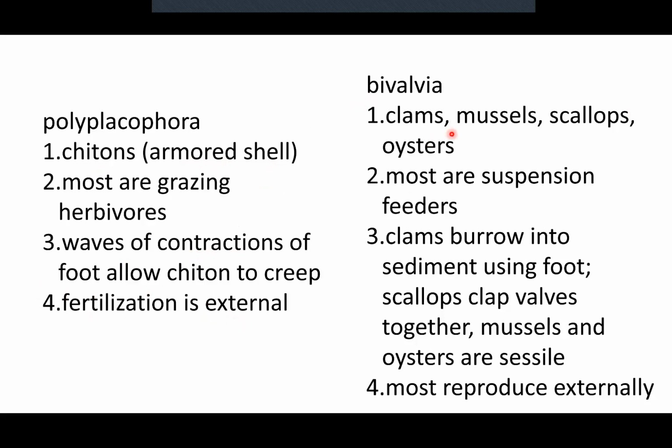Bivalves are your clams, mussels, scallops, and oysters. Most are suspension feeders or filter feeders. Clams can use their foot to burrow into sediment. Scallops can clap the valves together to move, and mussels and oysters are sessile, and most reproduce externally, outside of their bodies in the water.